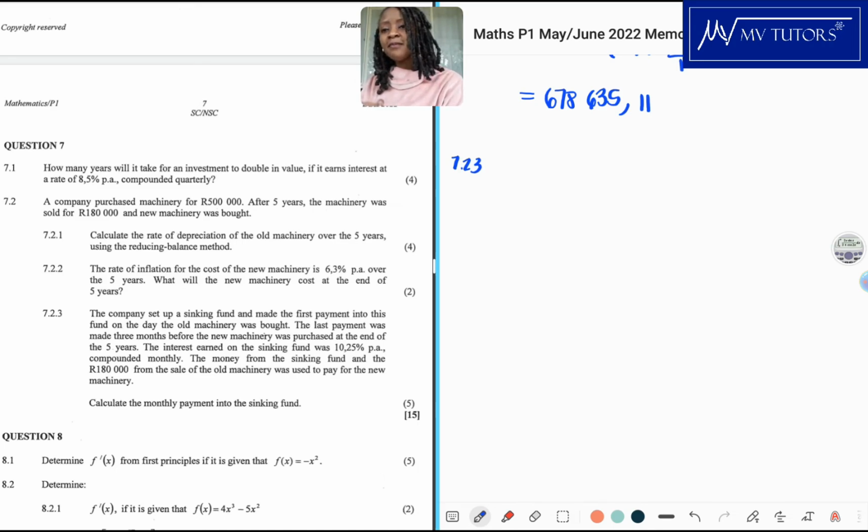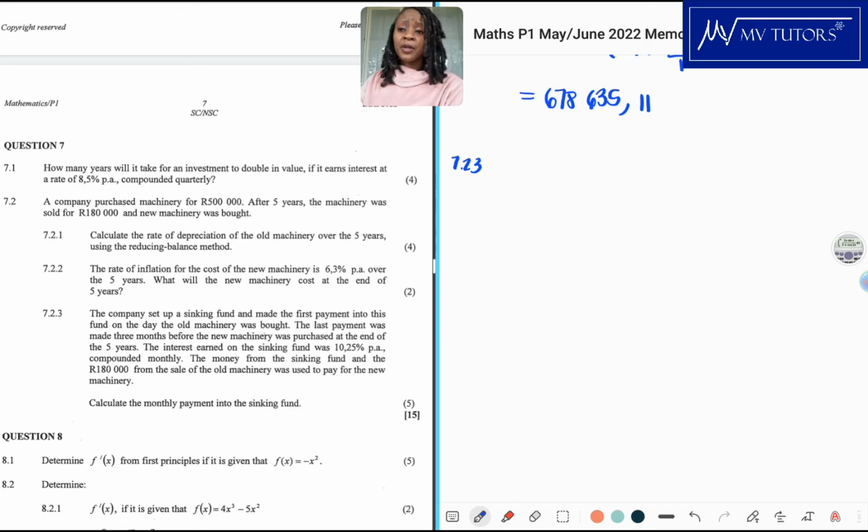So what do we now need? Let's read the rest of the question. It says the last payment was made 3 months before the new machinery was purchased at the end of 5 years. The interest earned on the sinking fund was 10.25% per annum. It's quite a reasonable interest rate. Compounded monthly. So the money from the sinking fund and the 180 from the sale of the old machinery was used to pay for the new machinery.